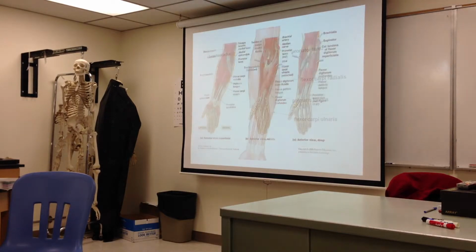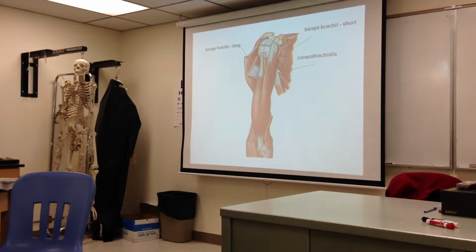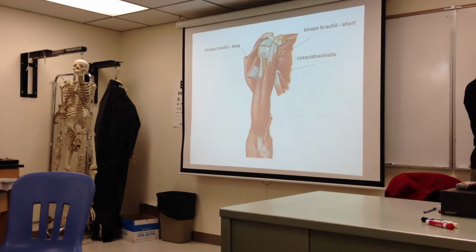From the coracoid process, we have the coracobrachialis. So on our anterior view, here's the coracoid process. Let me just play around artistically here a minute. Coracoid process to the humerus.